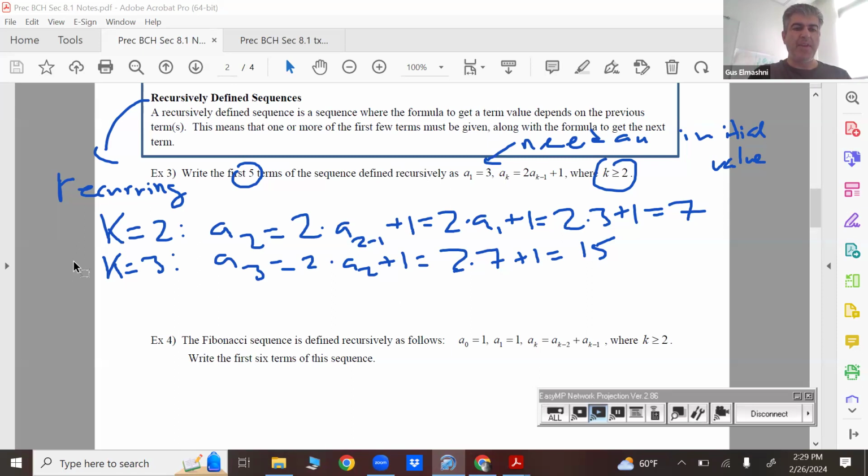Okay, k equals 4. You okay, Yuvi? We were worried about you. Okay. Glad you're back.